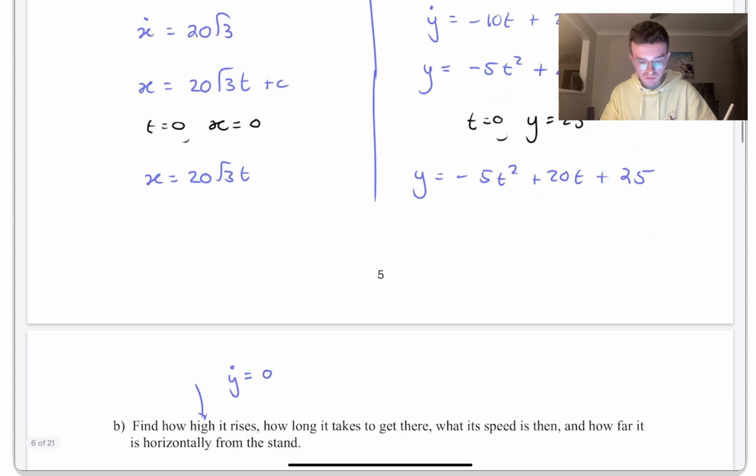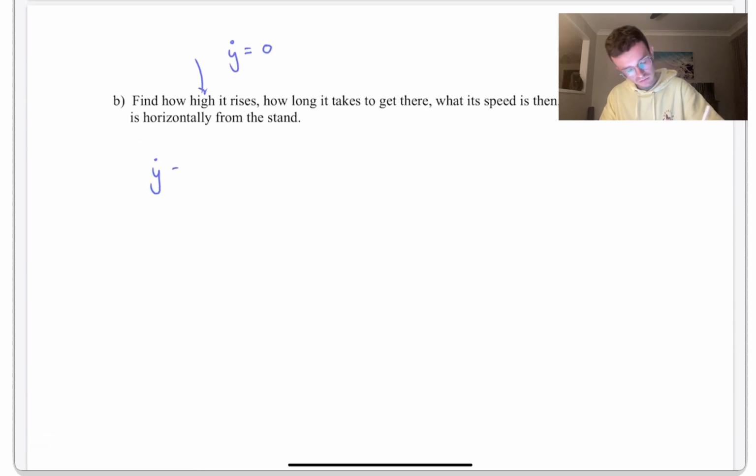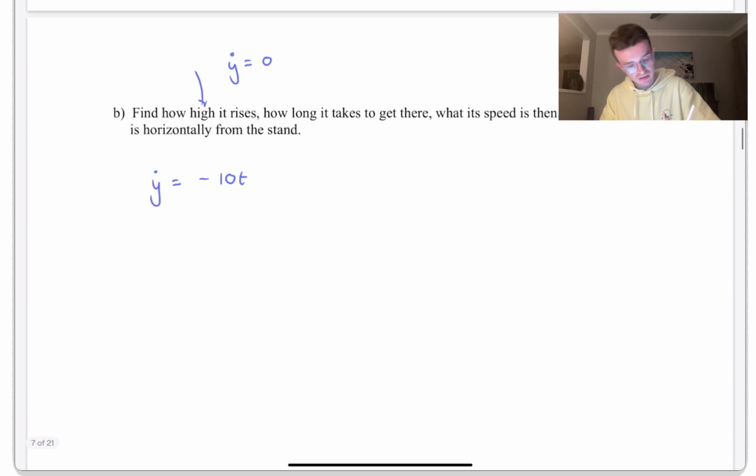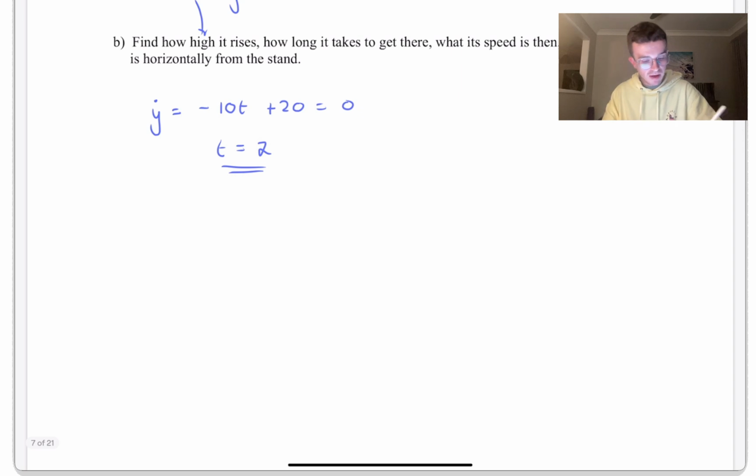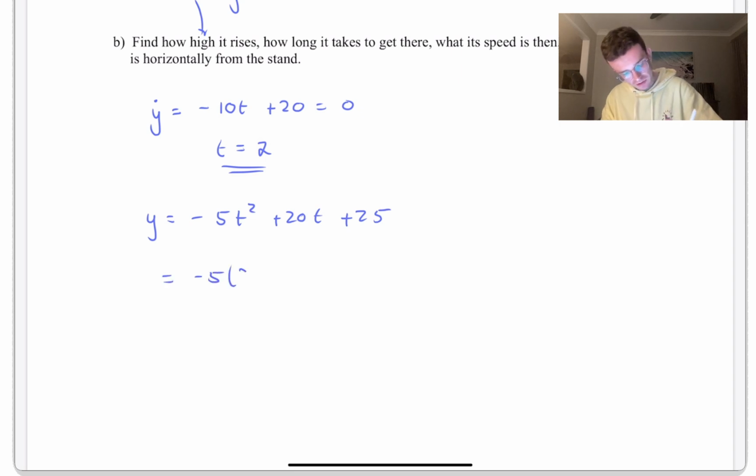Now our equation for y dot is minus 10t plus 20. Now when that's equal to 0, of course, we're going to get t is equal to 2. So that is how long it takes to rise that far. Now we're going to use our equation for our height, minus 5t squared plus 20t plus 25, to actually find how high it's going. So minus 5 times 2 squared plus 20 times 2 plus 25.